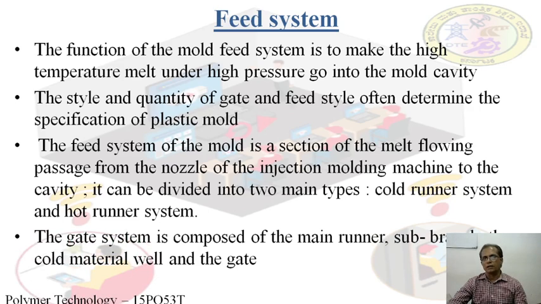From the runner, at the tip of the runner, there is a gate. It is called the gate system. This gate system is a very narrow region through which molten material is allowed to pass into the actual cavity. At the tip of each runner, or of the sub runners if there are any, this gate arrangement is provided.